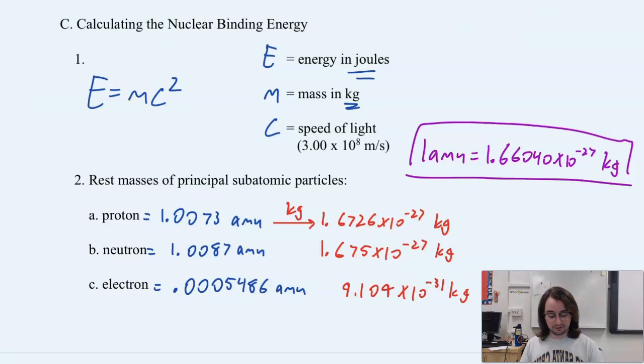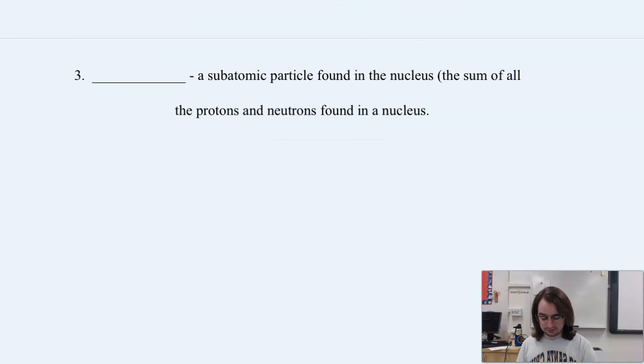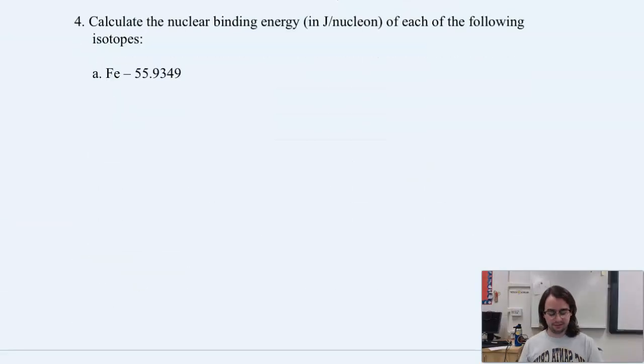Sometimes we even want to calculate things in something called joules per nucleon. And a nucleon is just like one subatomic particle, something like a proton or a neutron or electron. So if we want to find out the amount of energy in just one subatomic particle, we would convert into nucleons. And we will practice that as we do practice with this. We just keep going. All right, so let's give this one a look.